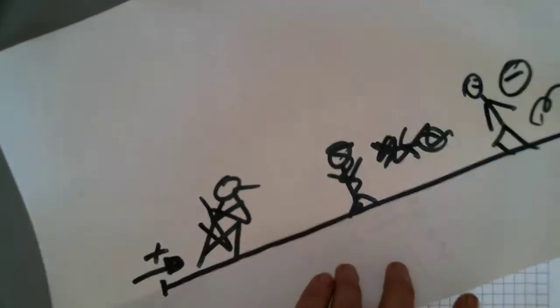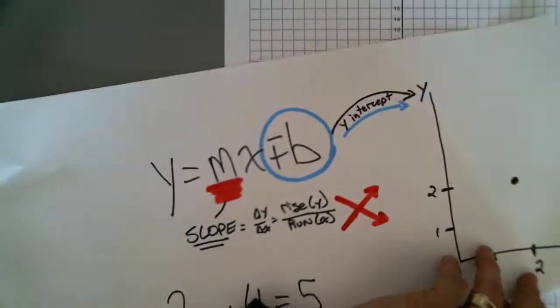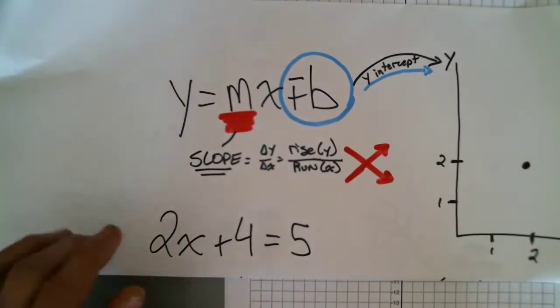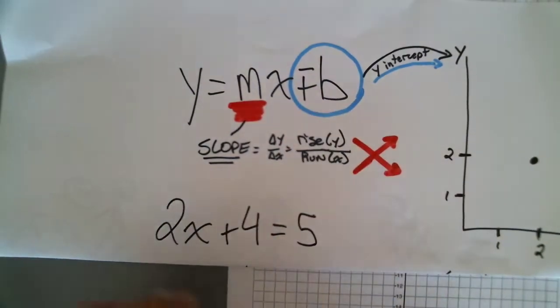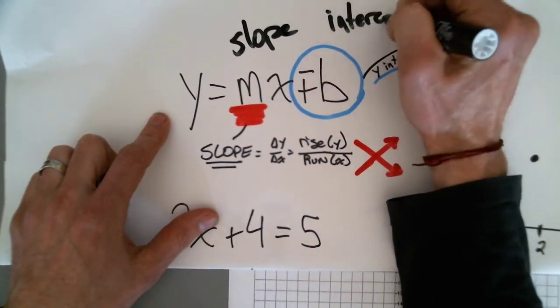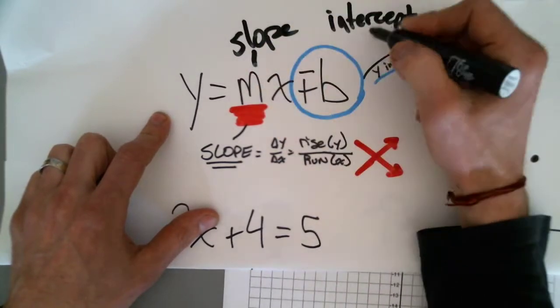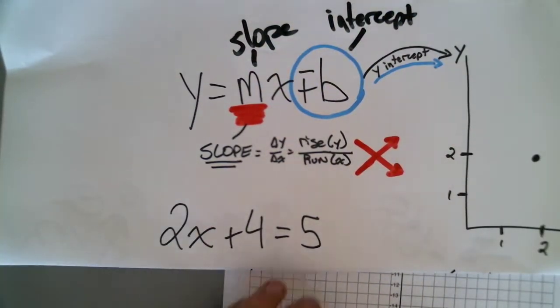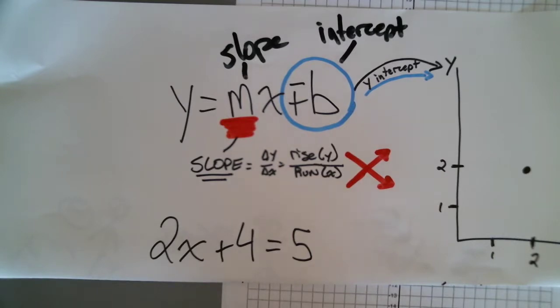So we have looked at how to calculate the equation of a line, equation of a graph, using our slope intercept form. Remember, this is called slope intercept form. The slope is m, the intercept is b. That's what it's called, slope intercept form. That's all you got to remember to do this in this year.